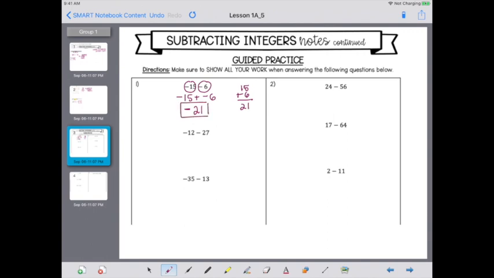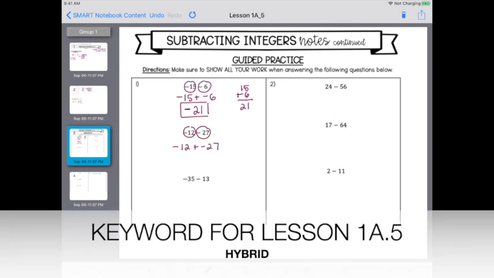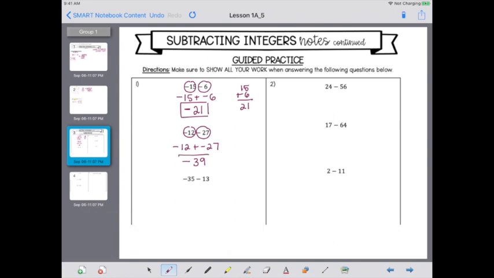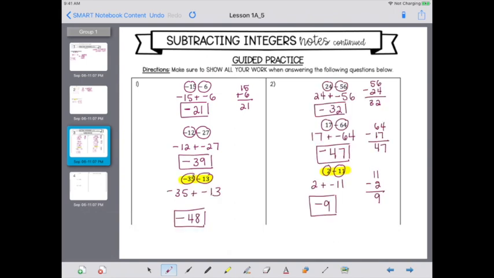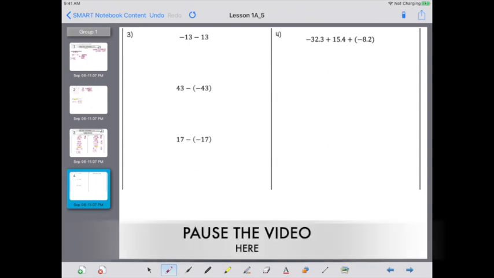With negative 12 minus 27, negative 12 plus a negative 27, and they're equivalent. Same thing. I keep my sign, add the two together, and I'm going to get 39. Negative 39 is my answer. So let's move on to the last page. Try these examples, pause the video, and check to see if you got it right.